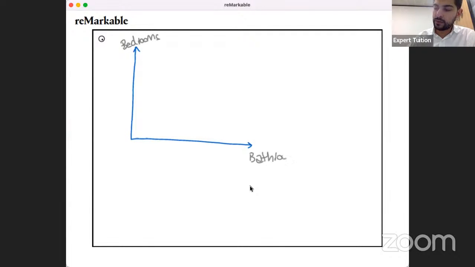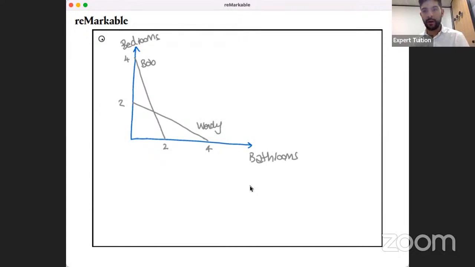It had bedrooms, bathrooms, and then we had the following: 2, 4. This was Bob. 4, 2, Wendy. Okay, Bob and Wendy. In hindsight, I now know that this is about Bob the Builder. Didn't realize at the time, but here we go. Anyway, in a nutshell, I want to now be able to calculate the opportunity cost of them producing either a bedroom or a bathroom.